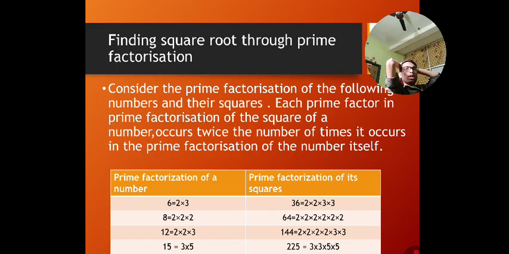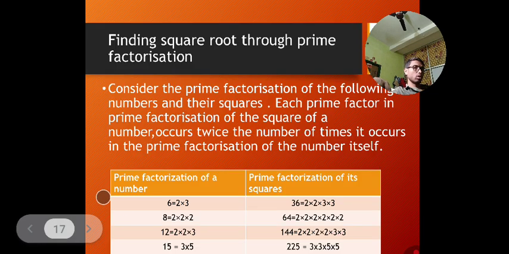Remember prime factorization. We will start from 2, then 3, then 5, like that. The prime factorization of 36 can be found using LCM, or directly: 2 multiplied by 2 is 4, 4 multiplied by 3 is 12, 12 multiplied by 3 is 36. Like that you can write, but you will have to start from 2. This is the starting point, and it will happen with all numbers.